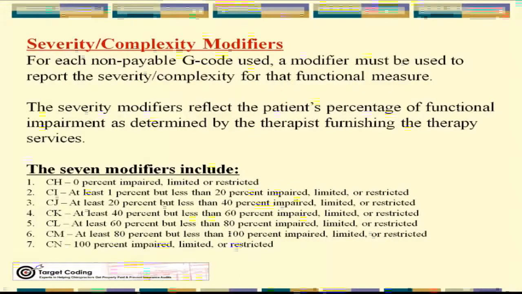And now which functional limitation G code are you going to use? Well, for walking and moving around, current status, that's G8978. With a 50% impairment, that's the CK modifier. So it would be G8978, CK, GP. You have to use two. The other one is the projected goal. So that would be G8979 CI, because the projected goal is at 10%, so that's CI, GP.